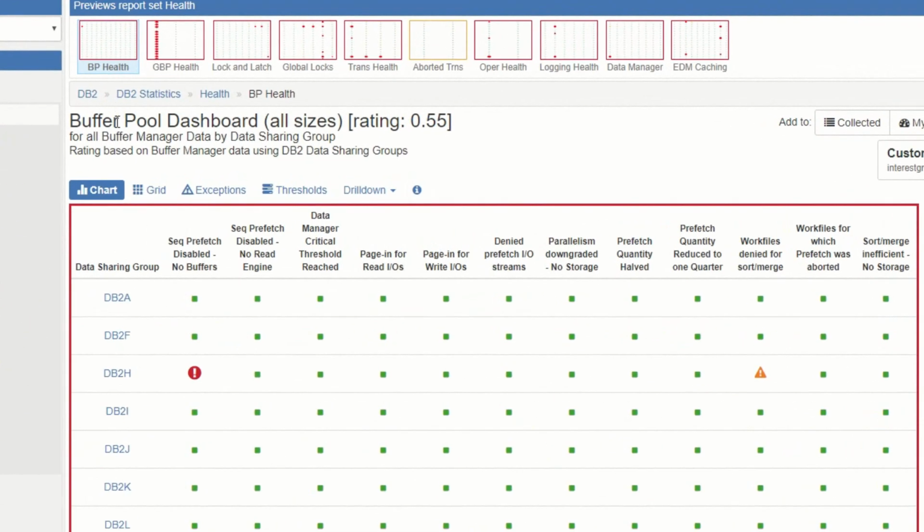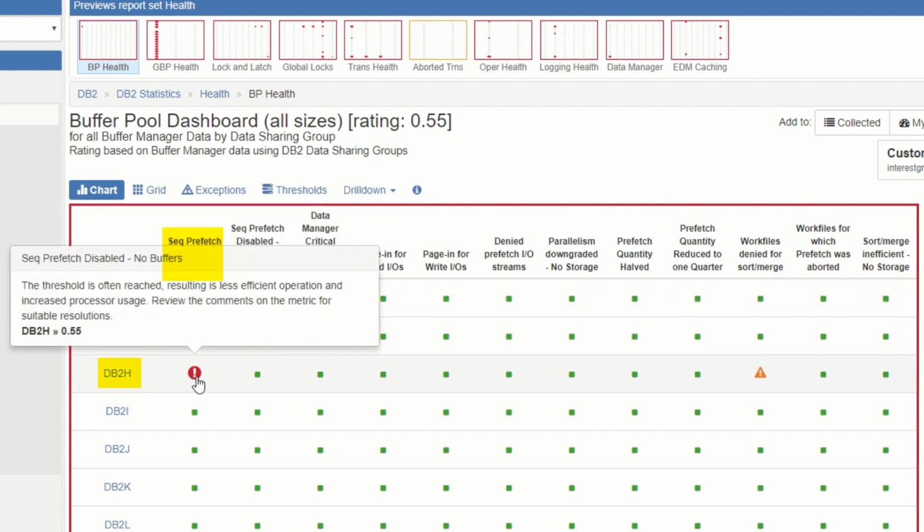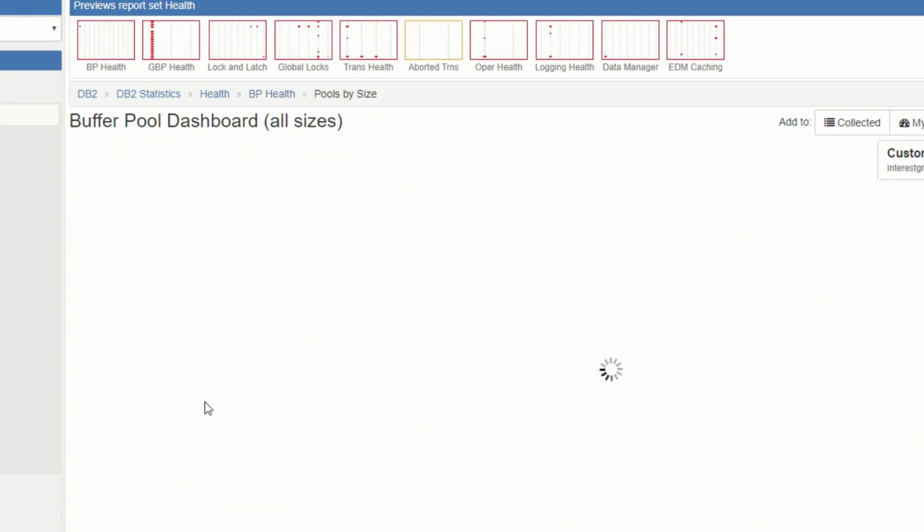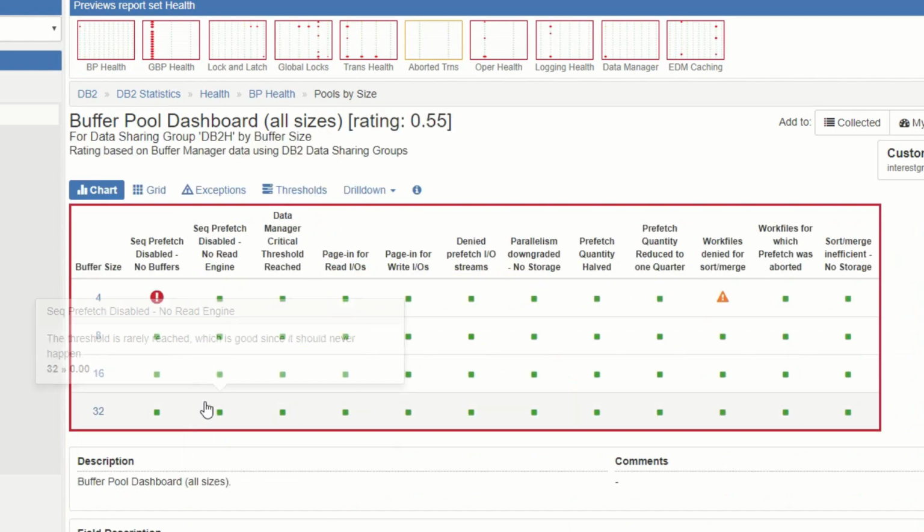So looking at this buffer pool dashboard, we note that sequential prefetch disabled for no buffers is occurring for data sharing group DB2H, representing the number of times the sequential prefetch threshold is reached. So let's drill down to see in which set of buffer pools this is occurring. So here we see that it's in the 4K buffer pools.